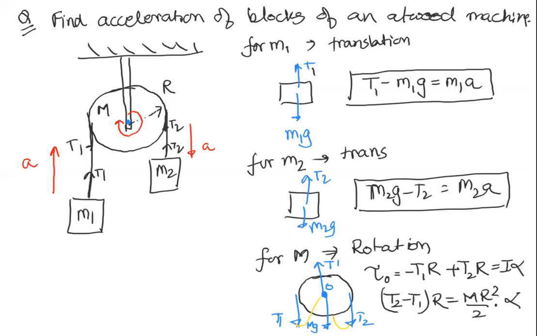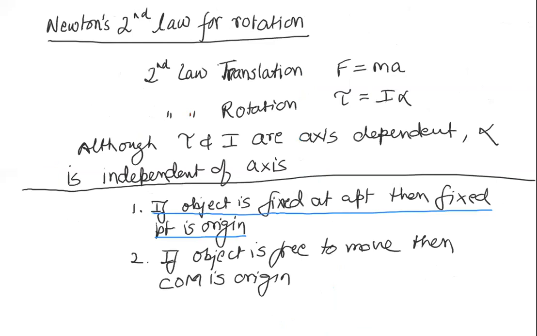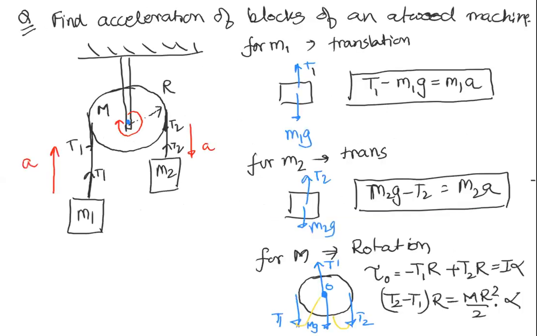A very important thing which I think I missed out, I must write here, that torque and moment of inertia must be calculated about the same axis. Okay. So this is the torque equation for the rotating object. Now we come to constraints.